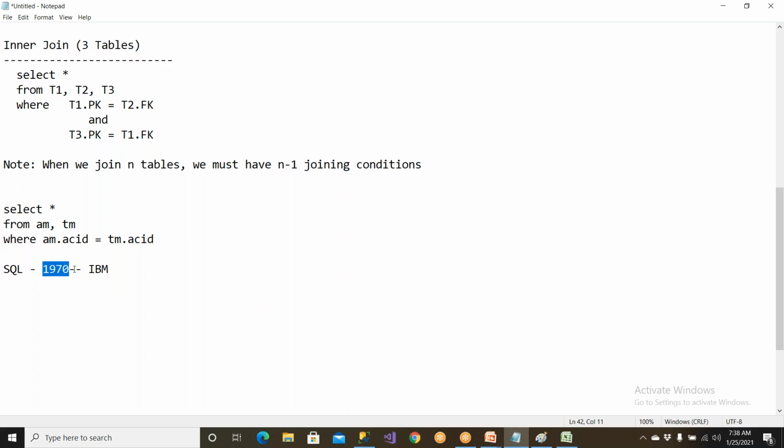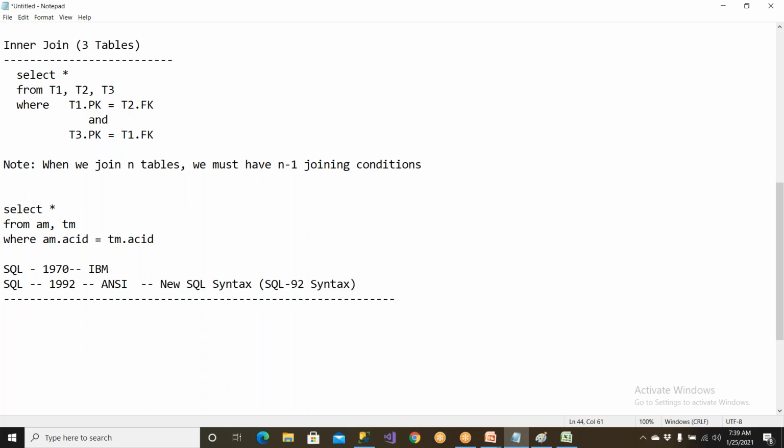But later in 1992, SQL got modified by ANSI, the American National Standards Institute, who made some modifications to the SQL syntax. According to the new SQL syntax, people will say SQL 92 syntax. This modification was done by ANSI to the SQL language features. What is the first modification?